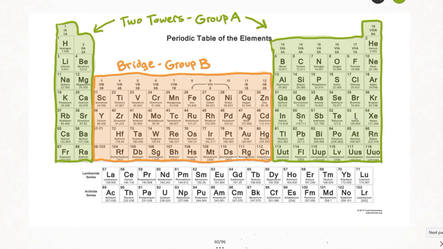Okay, so now that we have that established, we have the 2 towers and the bridge. What we need to be looking at is Group A. You're going to do most of your stuff with Group A. You're going to get into Group B just a little teeny tiny bit in this first year of chemistry.